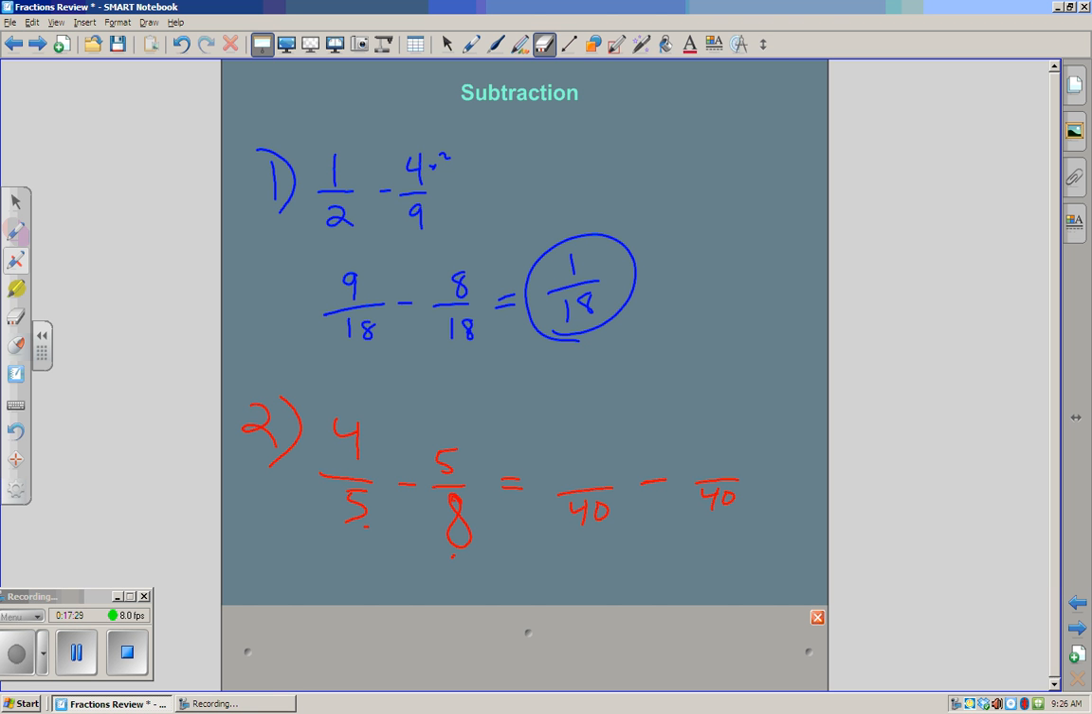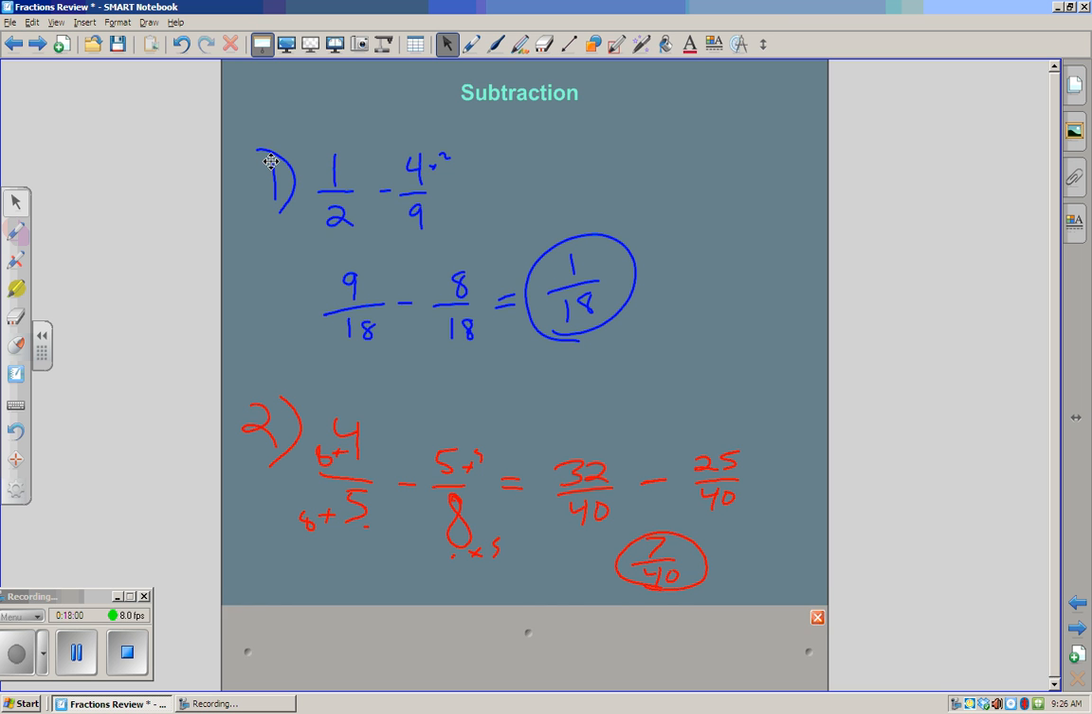Next, I had to think, how did I get from 5 to 40? Well, I multiplied it by 8. And again, whatever you do to the bottom, you have to do the top. So 4 times 8 is 32. Now, how did I get from 8 to 40? I multiplied by 5. When I multiply the top by 5, I get 25. 32 minus 25 is 7/40, and I cannot reduce that any further.